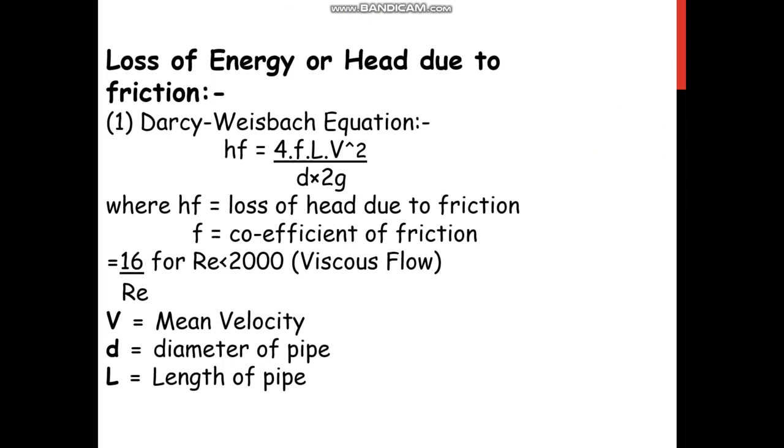F is the coefficient of friction, and this value is usually given in the problem. Otherwise, it is calculated as F is equal to 16 divided by Re, where Re is the Reynolds number, and Re less than 2000 is for viscous flow. We can take it as a value less than 2000. V is the mean velocity, D is the diameter of the pipe, and L is the length of the pipe.